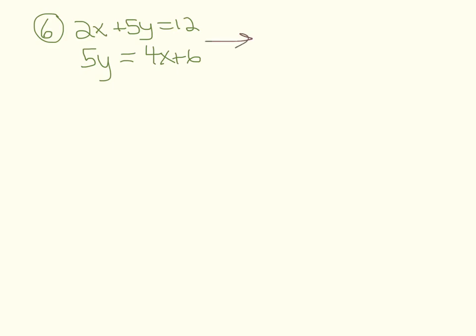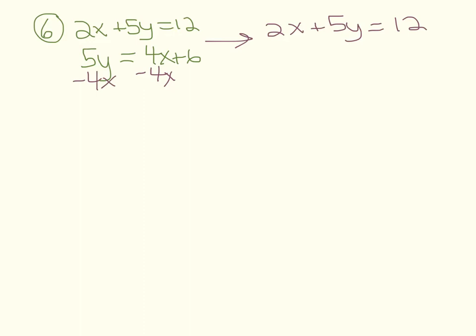Okay, so this one might be slightly harder than the previous one. However, I'm still going to line it up a similar way. The top equation is going to stay exactly the same. I'm not going to change anything. The bottom equation, I'm going to keep the 6 in the same place. I'm going to keep the 5y in the same place, but I'm going to move over this 4x.